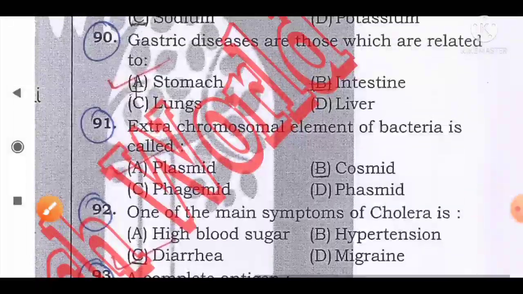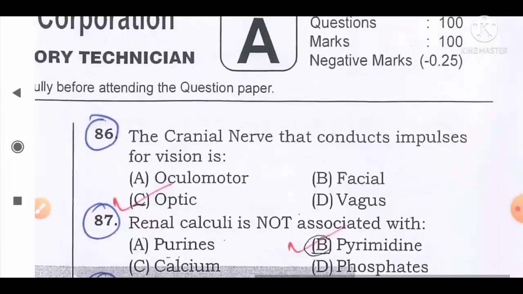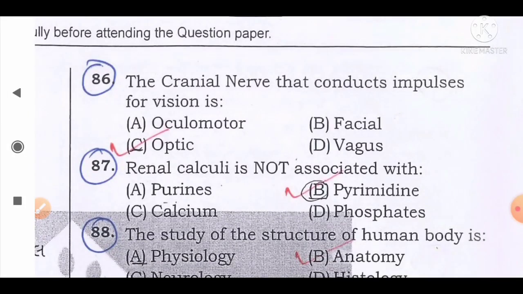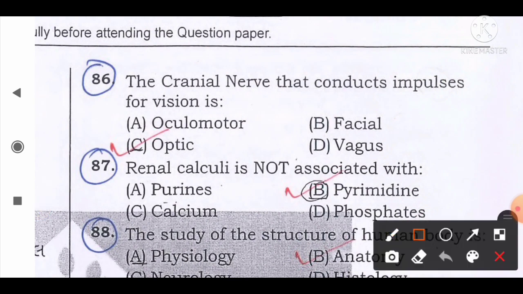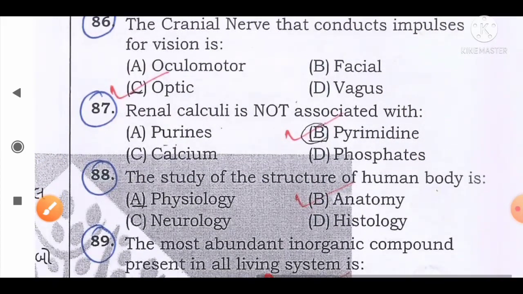Move to the next question number 86. The cranial nerve that conducts impulses for vision is A oculomotor, B facial, C optic, D vagus. And the correct answer for this question is C optic, the nerve that conducts the impulses for vision. So C optic nerve is the correct answer for this question.